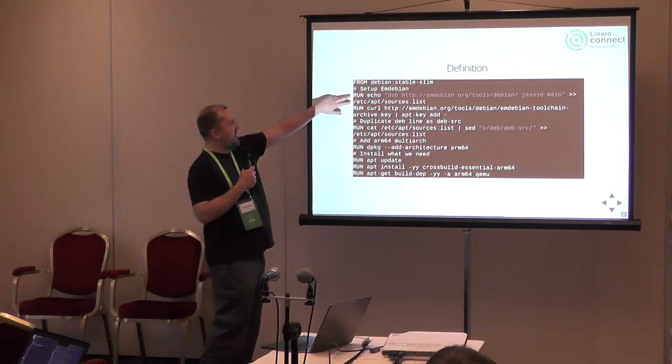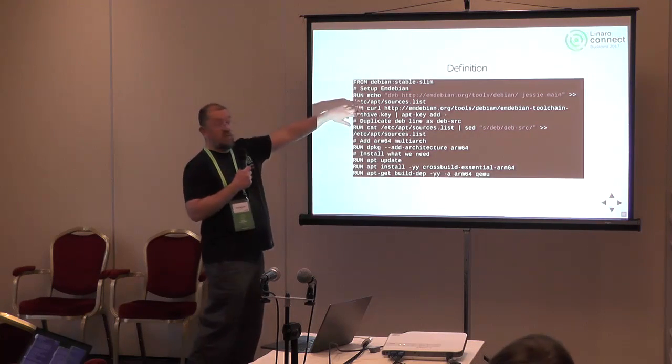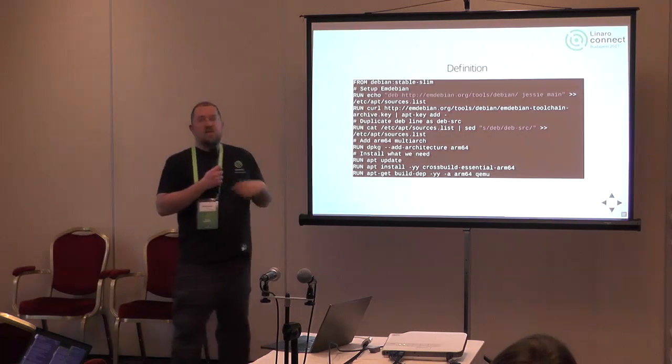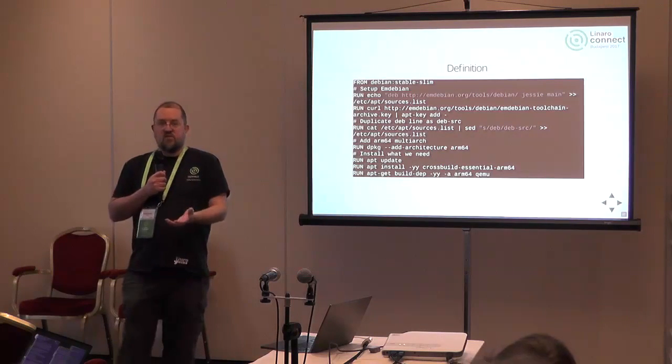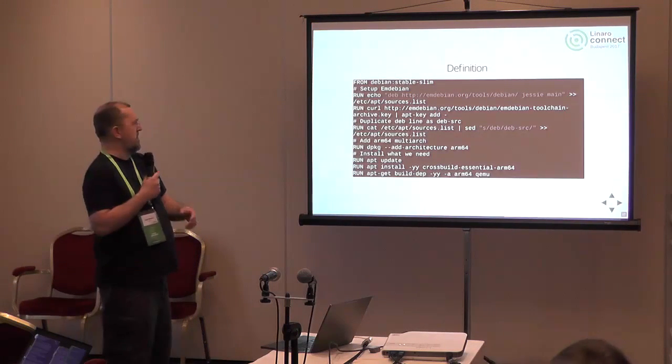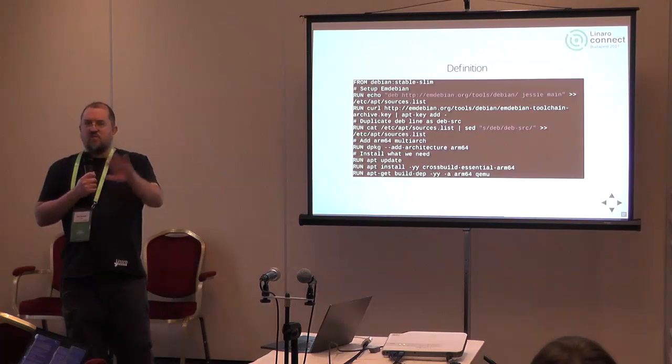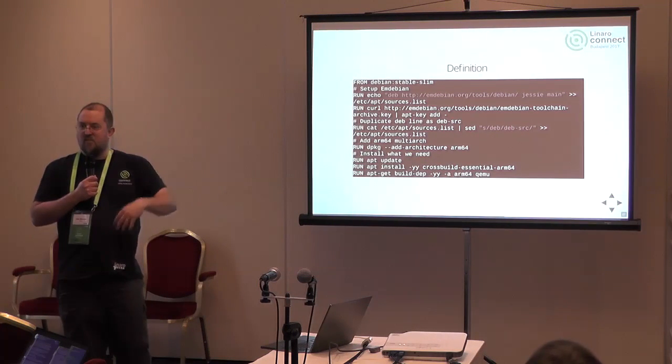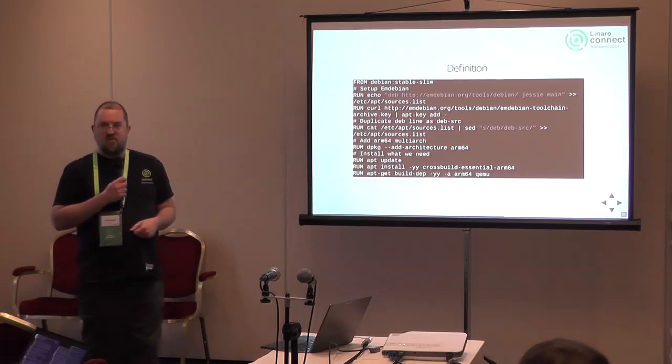The next two steps here, we're adding an additional repository. This is the mdebian repository. The mdebian project packages cross-compilers for a number of different architectures. I believe this is something that goes away with the next version of stable when it comes out because the cross-compilers are packaged as part of the core distribution.